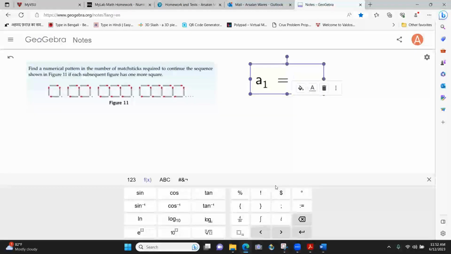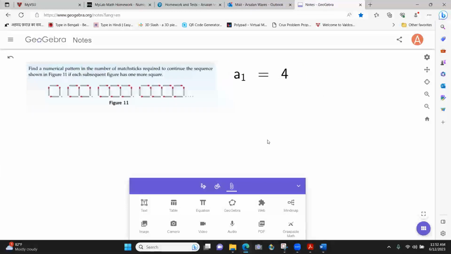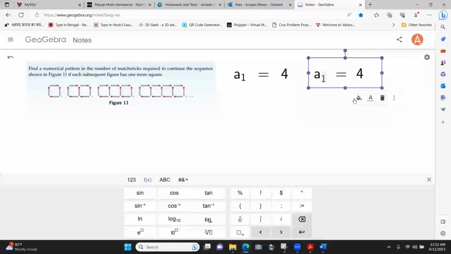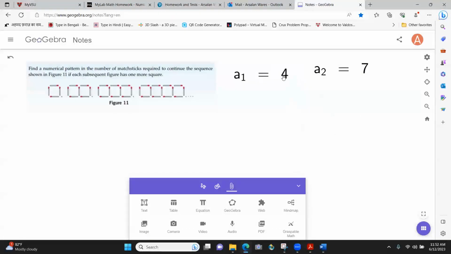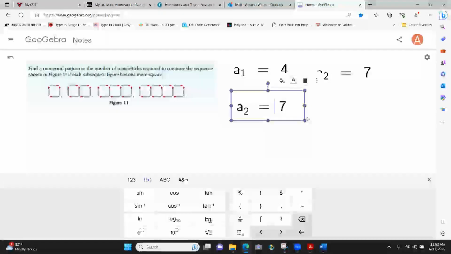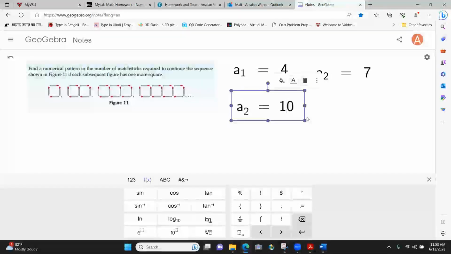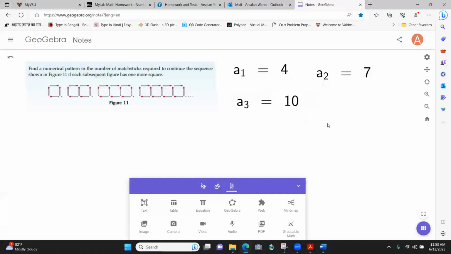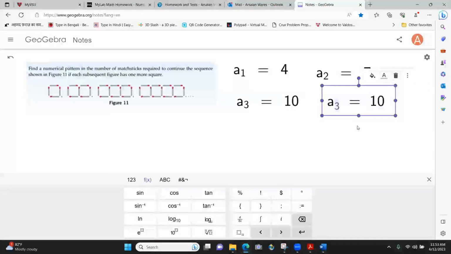That has 4 matchsticks. The second one has how many matchsticks? If you count it carefully, it's not 8. I know there are 2 squares, but it's actually 7. And the third one has how many matchsticks? It's actually 10. If you count the matchsticks, you're going to get 10. The fourth one has how many matchsticks? Well, if you carefully count, it's going to be 13.